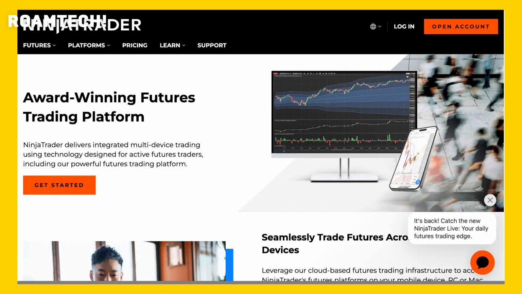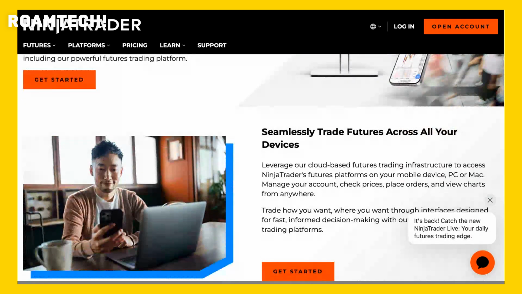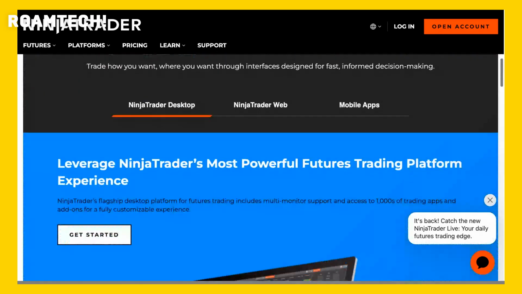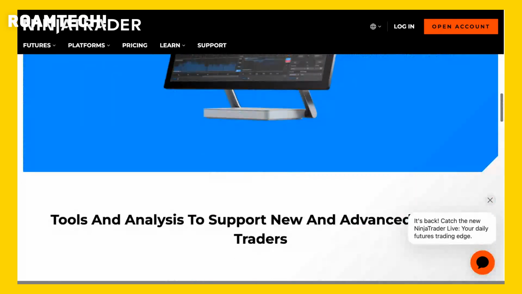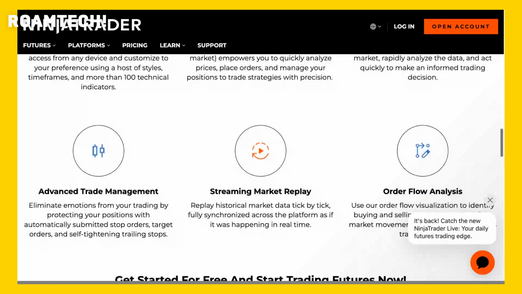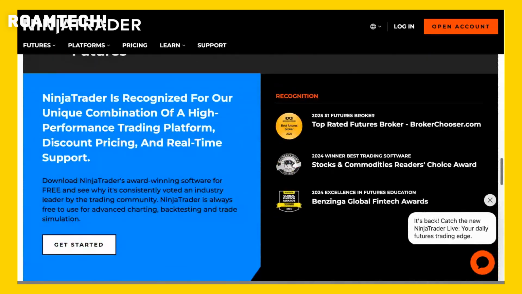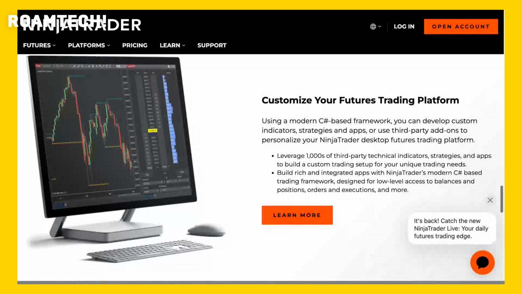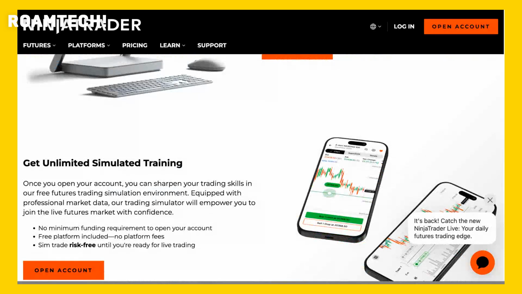NinjaTrader is a robust trading platform known for its advanced charting, market analysis tools, and automated trading capabilities. It provides traders with a comprehensive suite of features designed for analyzing markets, developing trading strategies, and executing trades across a wide range of instruments, including futures, forex, stocks, and options.